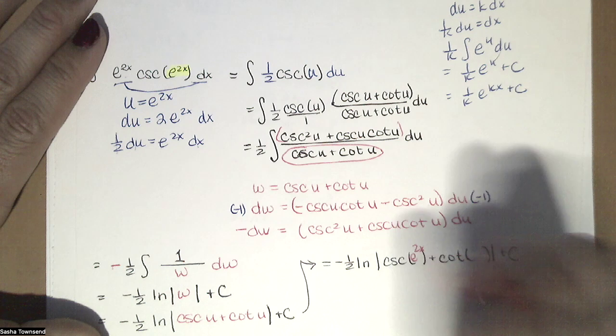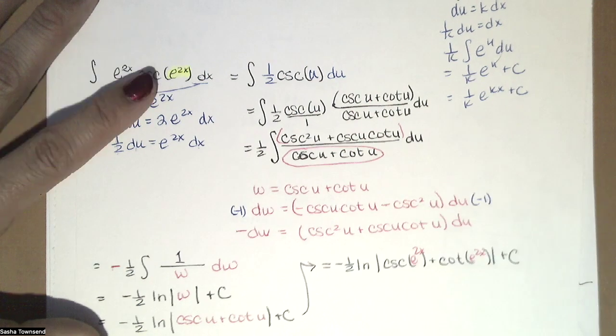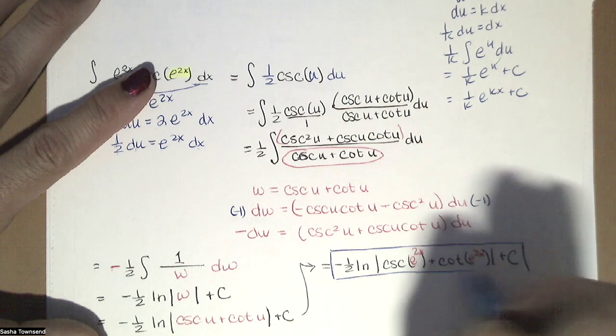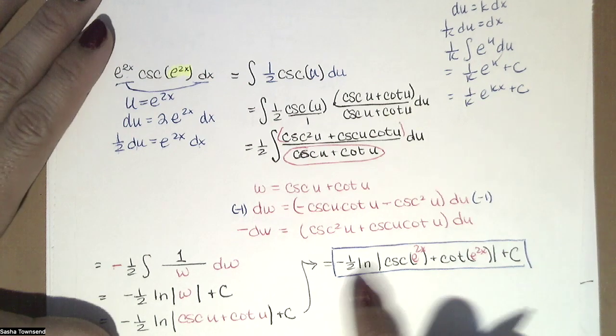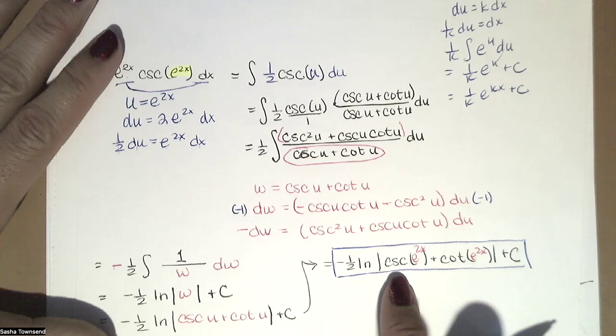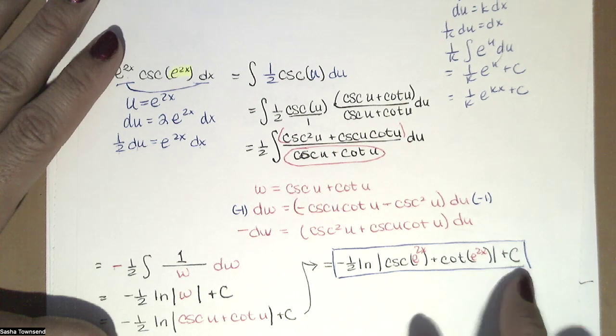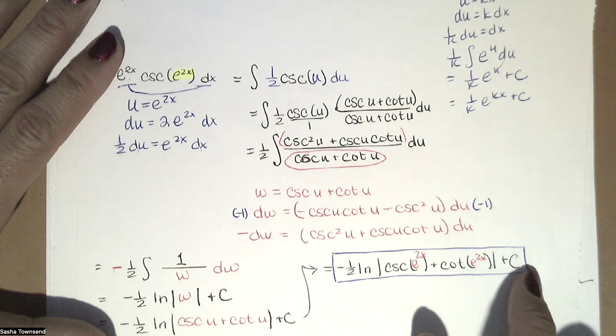That's an e to the 2x there and an e to the 2x there. So that is our antiderivative for final answer. We have a -1/2 natural log of the absolute value of the cosecant of e to the 2x plus cotangent of e to the 2x, close absolute value, plus c.